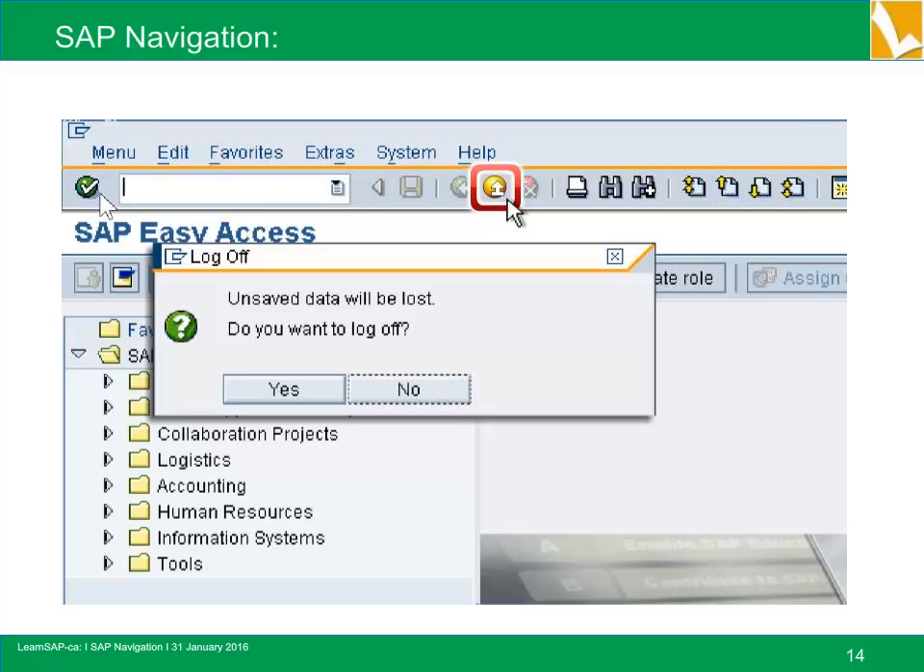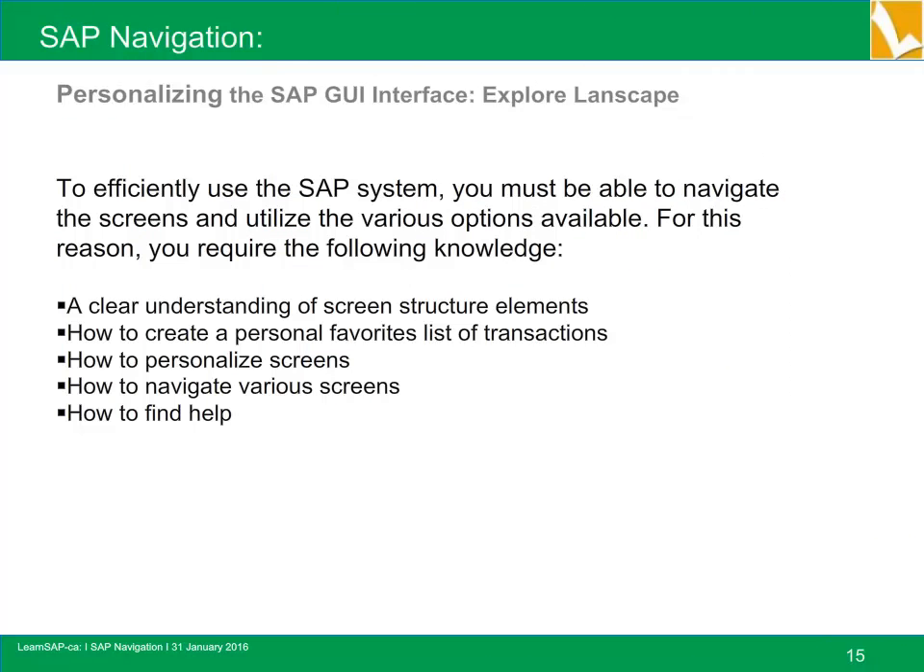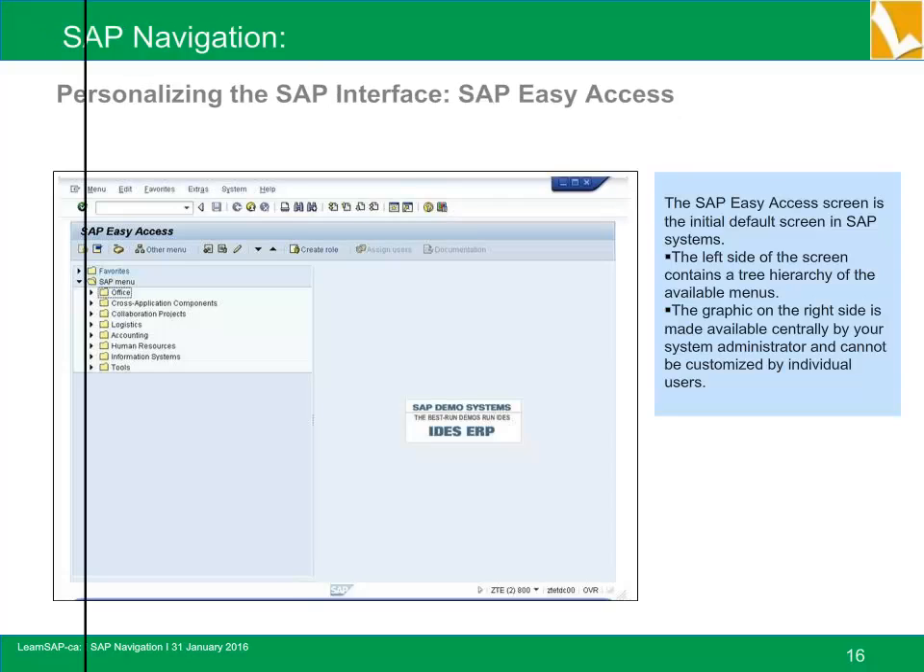The preferred method for logging off the SAP system is to use the log off icon. The system then displays a dialog box indicating that any unsaved data will be lost. The system then prompts you to confirm that you want to log off. Click Yes to exit the SAP system.